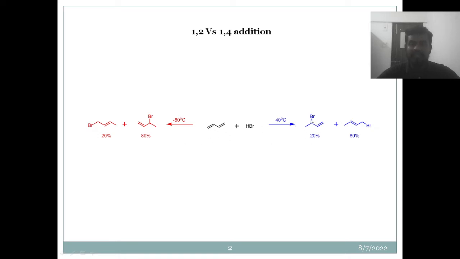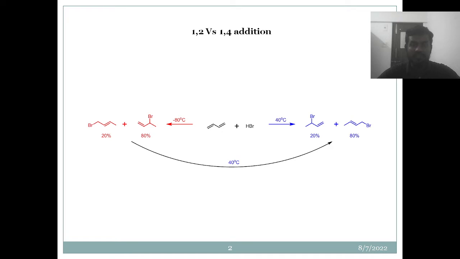Whatever was obtained at 40 degrees Celsius, 20% and 80%, is just reversed at minus 80 degrees Celsius. Whatever your major and minor products are, they get reversed at 40 degrees Celsius. Another observation: if you do the reaction at minus 80 degrees Celsius and then increase the temperature to 40 degrees Celsius, you get the products obtained at 40 degrees Celsius. This is the observation or fact.